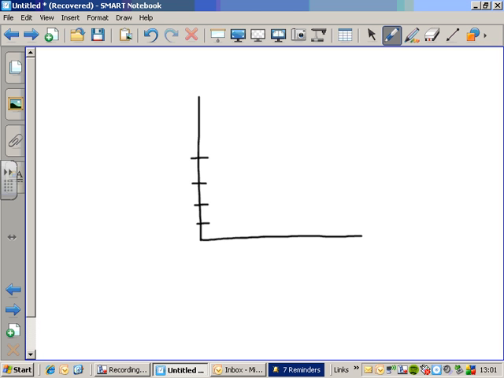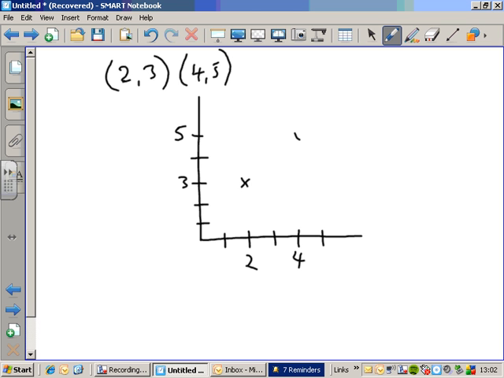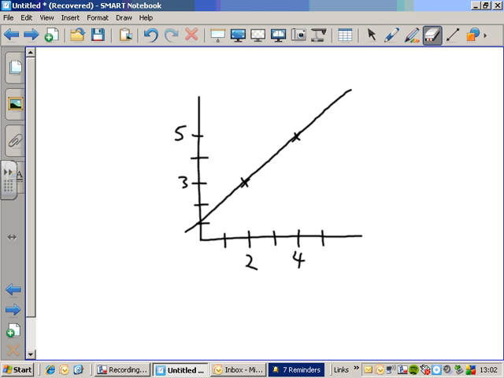Let's plot some points. Let's take the coordinates 2, 3, and let's take 4, 5. So 2, 3, there's 2 on the x, and there's 3 on the y. 2, 3 is about there, isn't it? And 4, 5, well, there's 4 on the x, and there's 5 on the y, so that would be like so. So we'll draw our line like so. So there we go. We've been given a line, and we've been asked to find its equation.